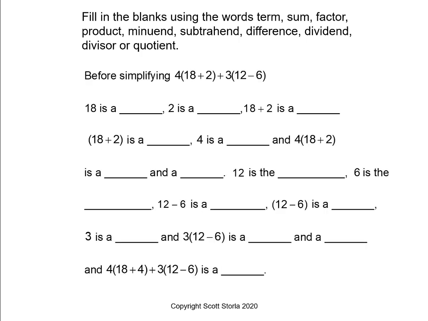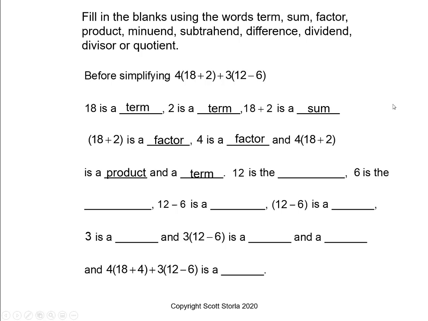And here's our last one. In this problem, the 18 and the 2 are both terms since they're part of a sum. If we put parentheses around that sum, it becomes a factor. The 4 is also a factor, which makes the 4 times the quantity 18 plus 2 both a product and a term. The reason it's a term is the entire product is to the left of this addition.